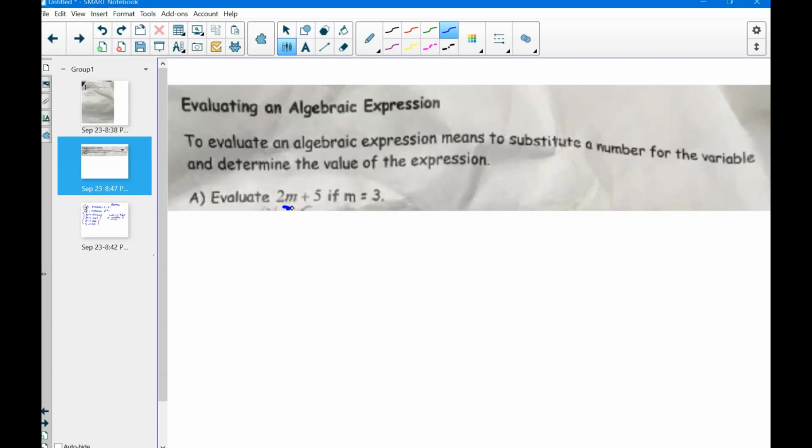So the M, people will say, why do you need to have M's and letters in math? Well, the M is basically like this. If I were to rewrite this, I could just say 2, and instead of an M, I could put a square. So my square looks like that, and then I would have plus 5.